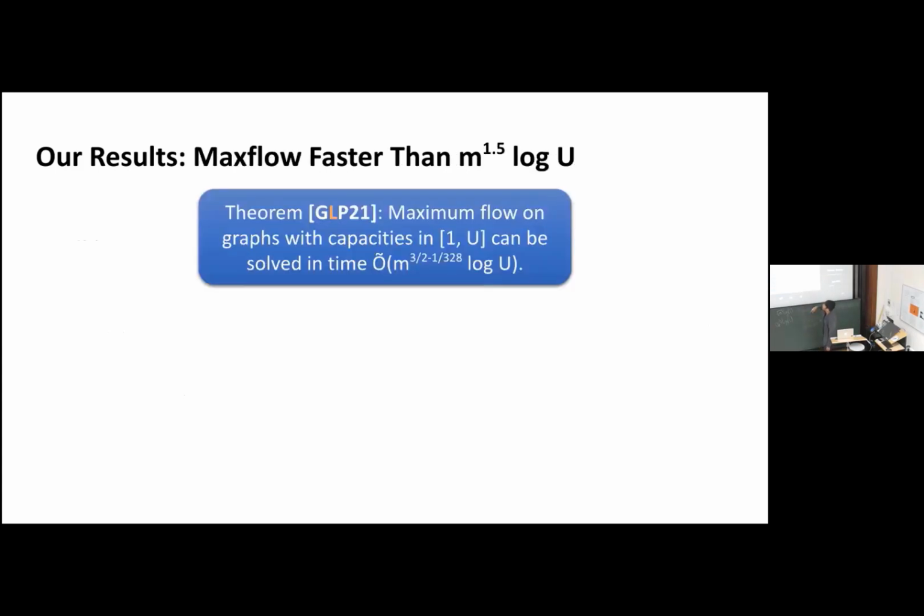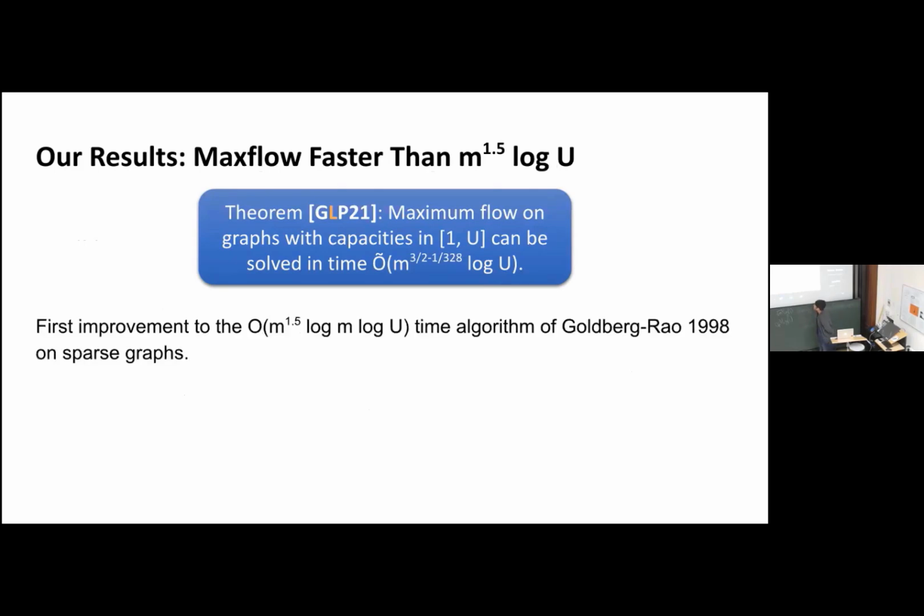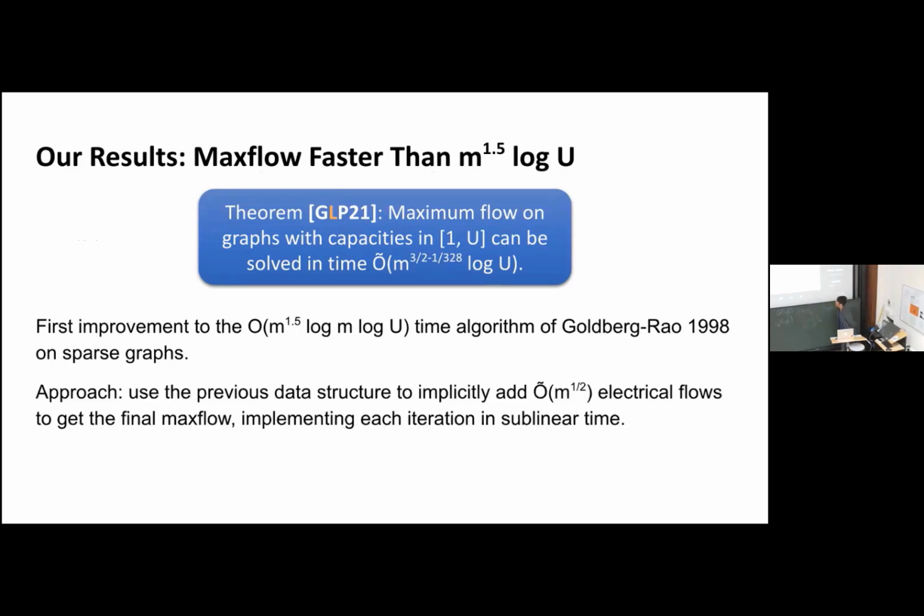And given this data structure, we're able to give an algorithm that solves capacitated Maxflow in runtime m to the 3/2 - 1 over 328 log u. And yeah, this is the first improvement to the m to the 1.5 runtime of Goldberg-Rao. And at a high level, the way we do it is we implement a sequence of root m electric flow augmentations, except very, very crudely by using this previous dynamic data structure.